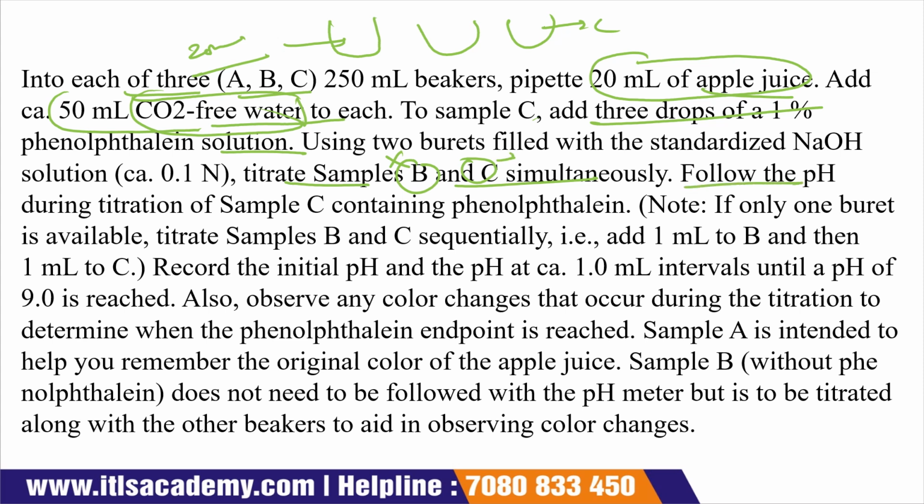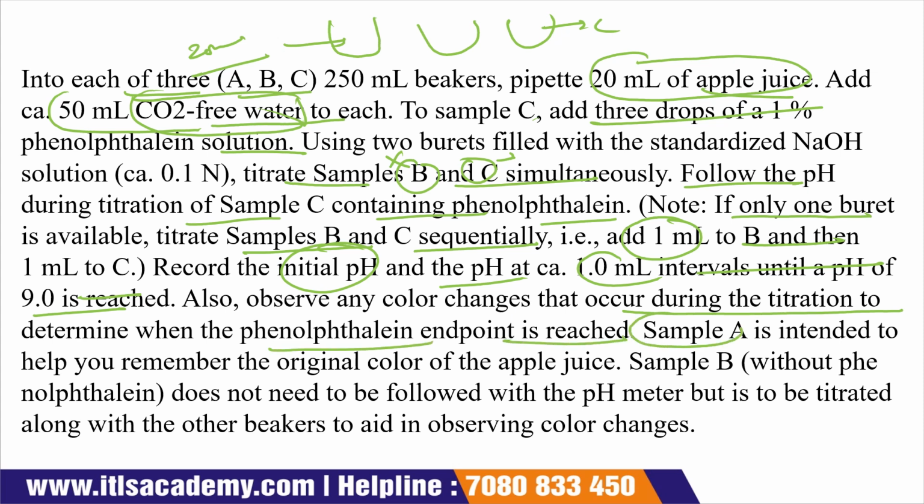Now follow the pH during the titration of sample C containing phenolphthalein. Note, if only one burette is available, then titrate B and titrate C sequentially. That is, add 1 ml to B and then 1 ml to C. Then you have to record the initial pH and pH at 1 ml intervals until the pH reaches 9.0. Then after that you have to observe any color changes that occur during the titration. Determine when the phenolphthalein endpoint is reached.